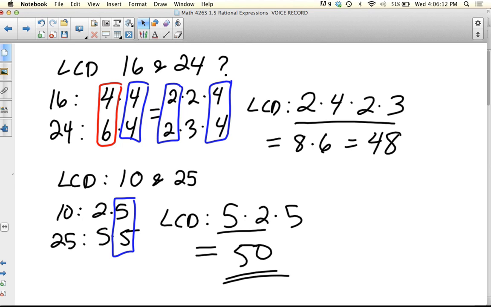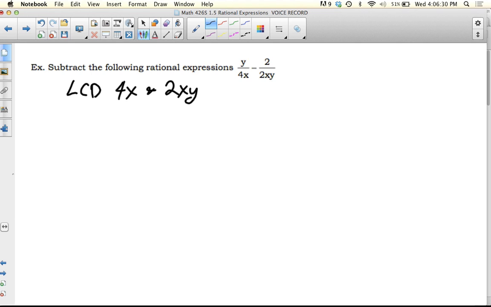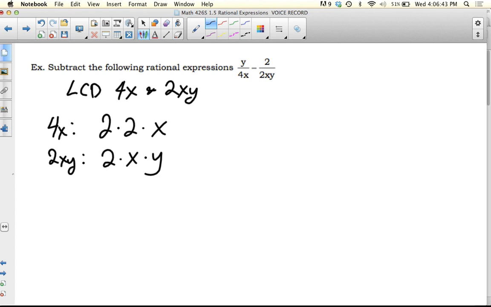Okay, so now how can we use this to help us with rational expressions? So let's look at this. Y over 4x plus 2 over 2xy. Let's figure out our lowest common denominator of 4x and 2xy. Okay? So for 4x, I basically have 2, a 2, and an x. Right? And for 2xy, I have a 2, an x, and a y.